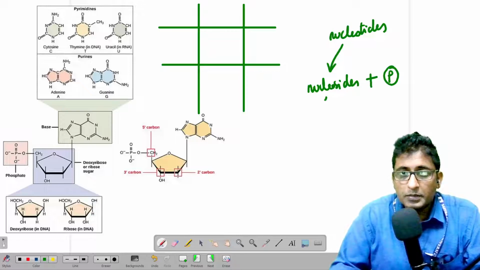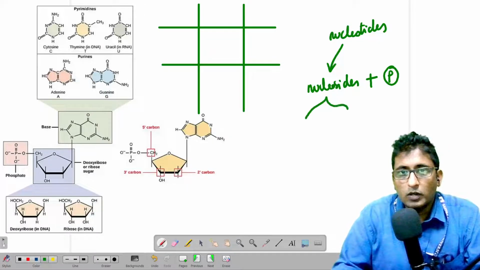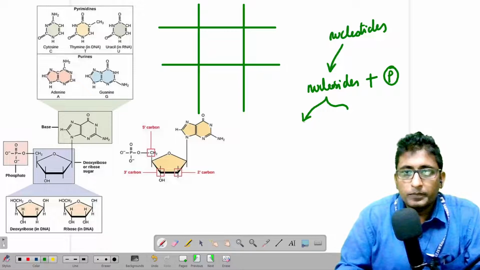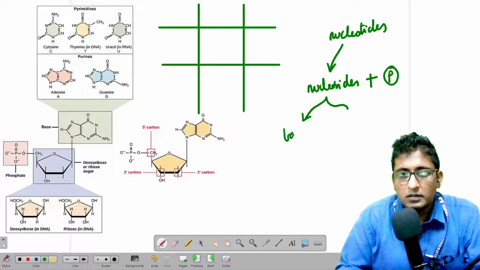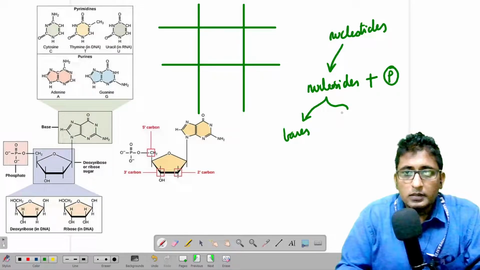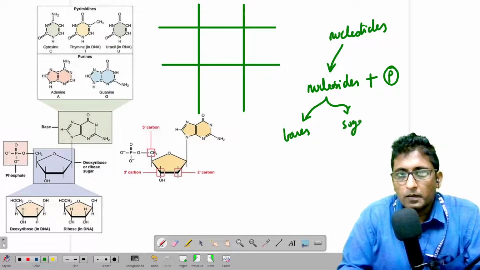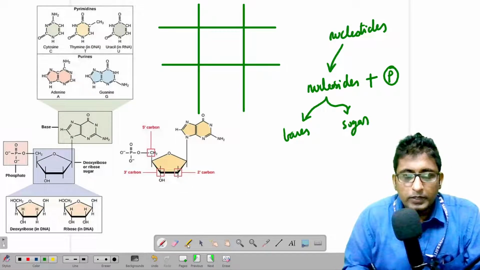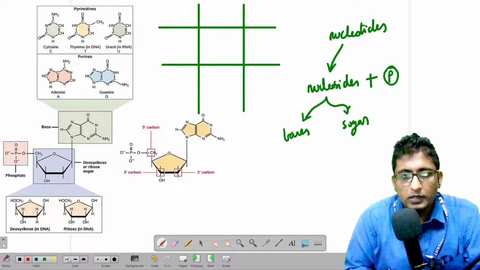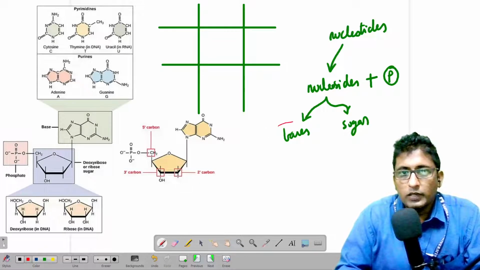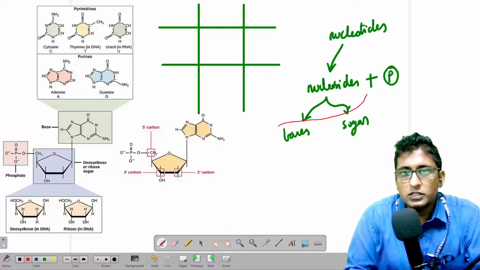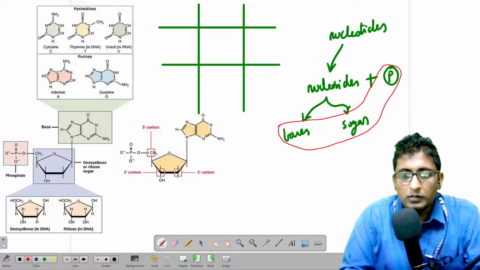And nucleosides themselves are made up of two further components. They are the nitrogenous bases and pentose sugar. So basically, we have three distinct components, and they are these three. We have to talk about the nitrogenous bases, the sugar, and the phosphate group that make up the subunits, the basic components of nucleic acids.